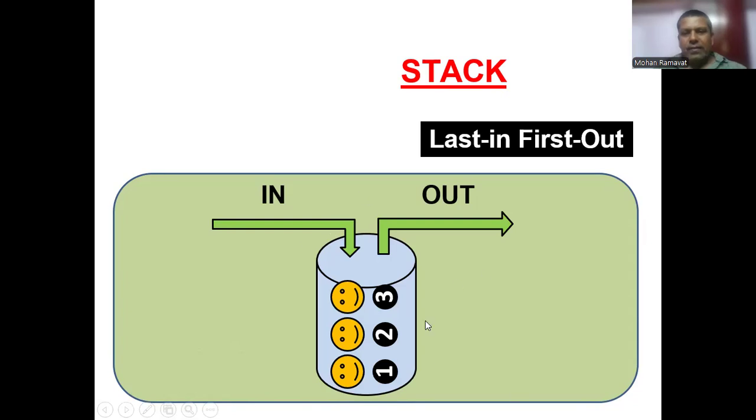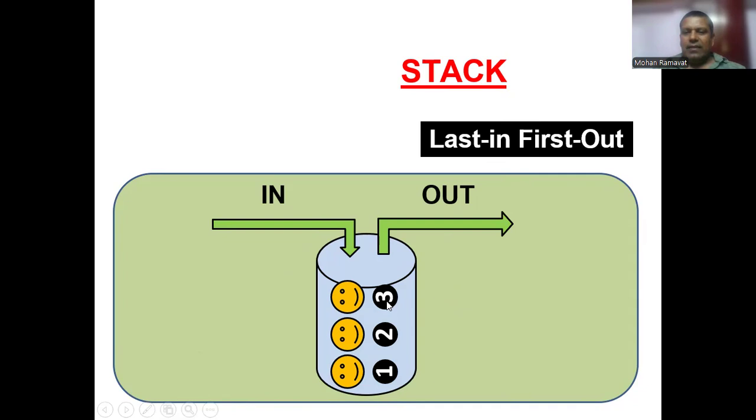This figure depicts the 3 people who have entered the room here. They are placed like this. One is here at the bottom of the stack. Next comes 2, he's in the middle, and 3 is at the top of the stack. So the person represented by 3 is at the top of the stack. This 3 is the last in, right? But he will be the first out.